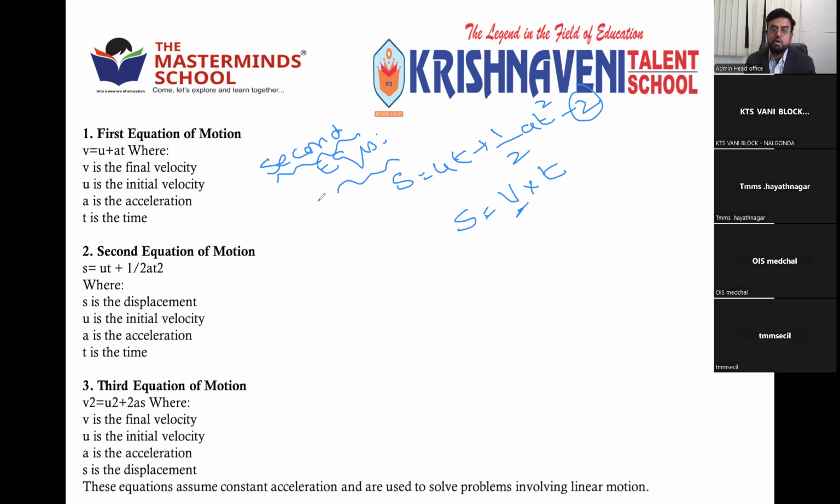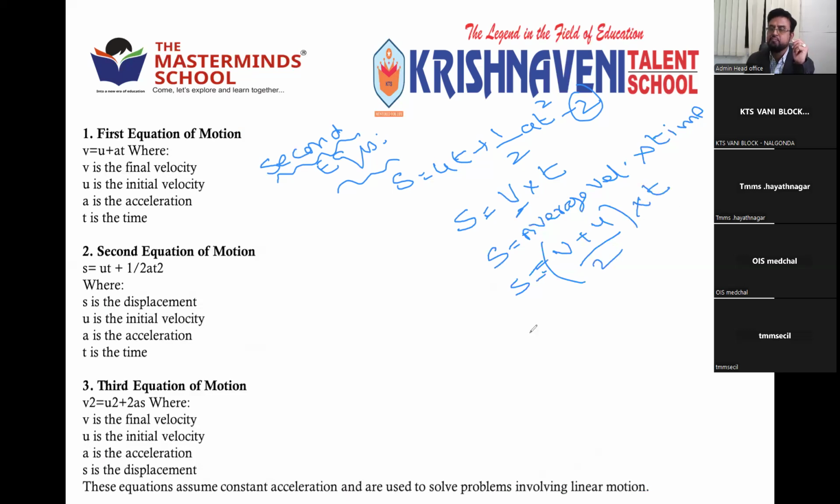But what is velocity here? We have 2 velocities here: one is initial velocity, the other is final velocity. So you have to take the average velocity. That is average velocity into time, the formula for distance. So what is the average of V and U? V plus U by 2. You know how to find the average, you will get it for your report card also: 6 subjects, 600 marks. Into time T.